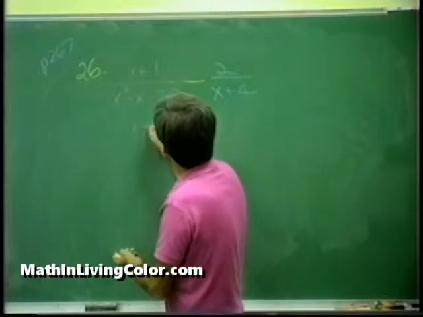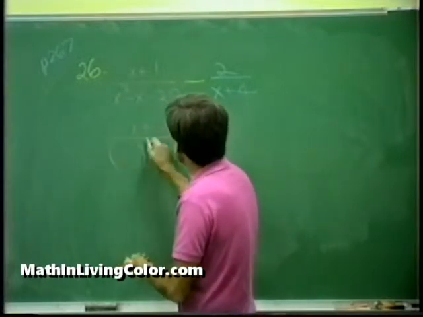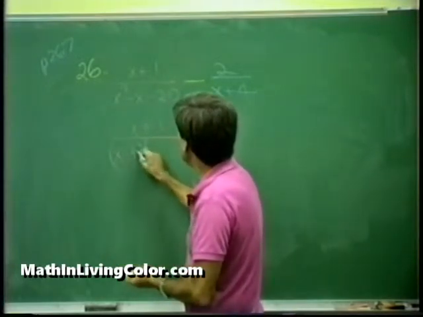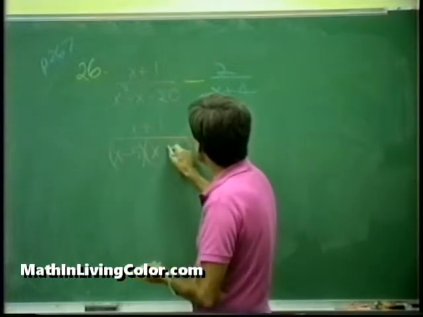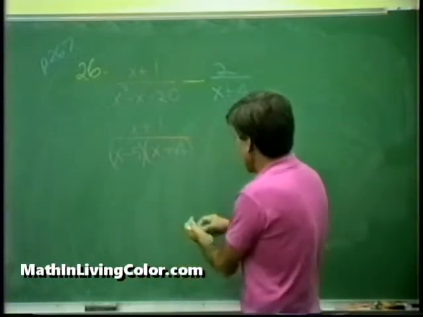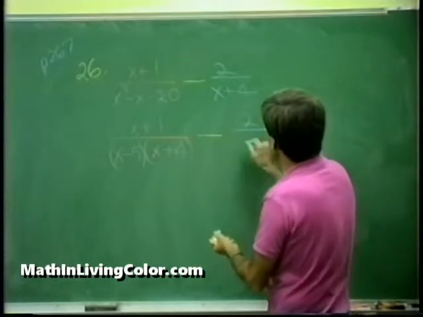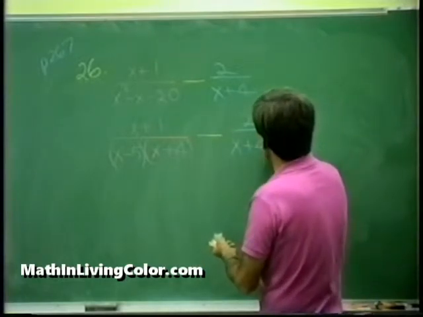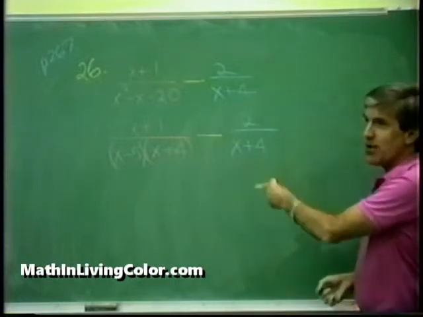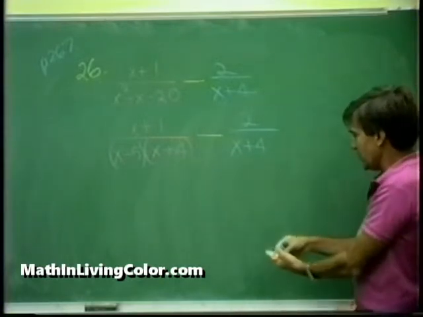That would be what? x plus 1 divided by what? x minus 5, x plus 4. Okay? And then we got this minus sign, and then the second fraction is 2 divided by x plus 4. Okay? Now, my next step is to find the LCD. Can you do that?